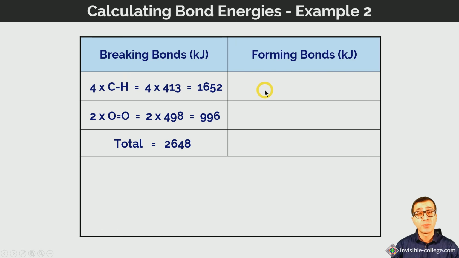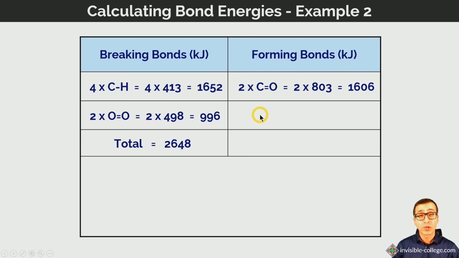Remember, each molecule of carbon dioxide contains 1 carbon double bonded to 2 oxygens, so there are 2 carbon to oxygen double bonds in each molecule of carbon dioxide. So the energy released when we form those 2 moles of carbon to oxygen double bonds will be 2 times 803, which gives us 1,606 kilojoules. We're also forming 2 moles of water molecules.